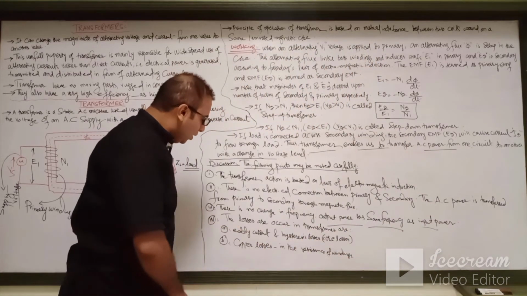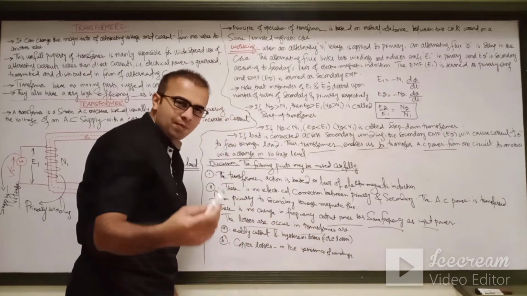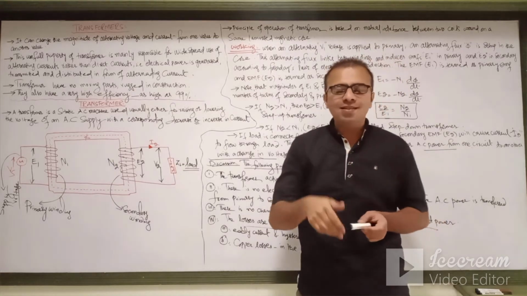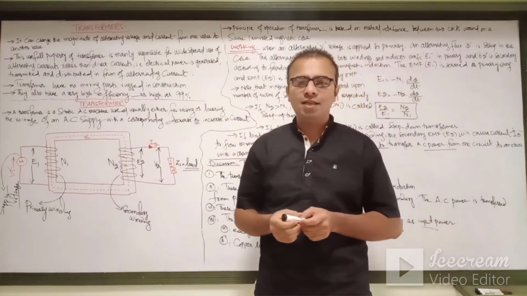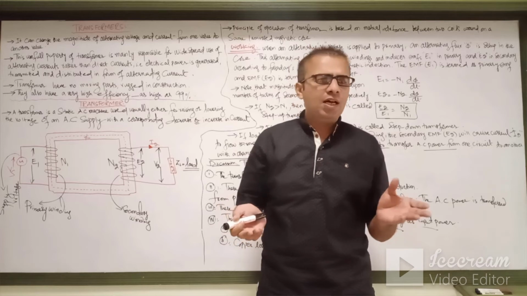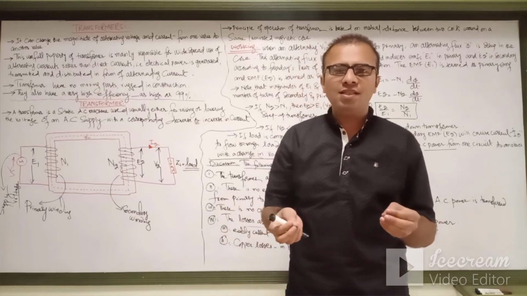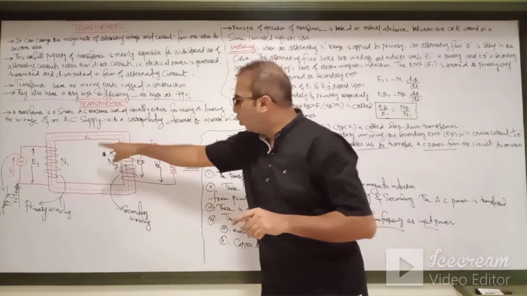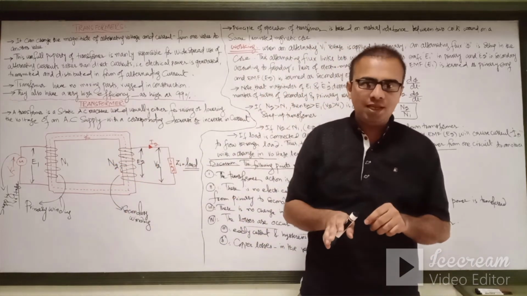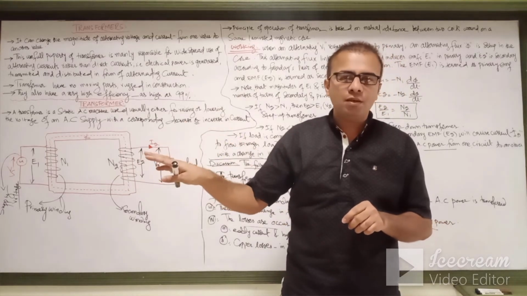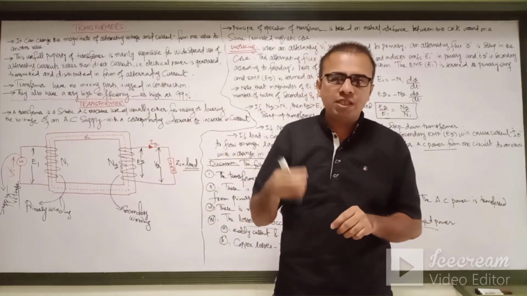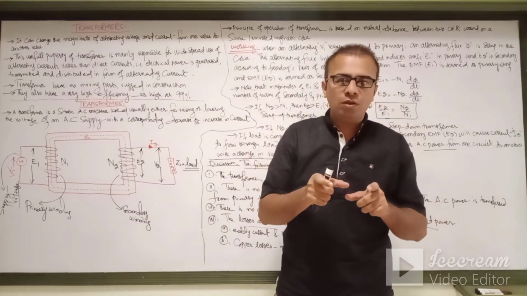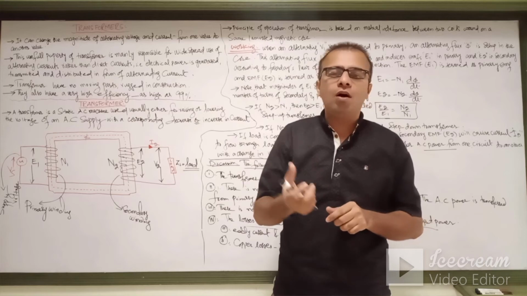The last point is the losses that occur in the transformer. There are two types of losses. Core losses are the sum of the eddy current losses plus hysteresis losses. Eddy currents mean that when the core is connected to an AC supply, the core is magnetized, and small circulating currents are produced in the core. Those are called eddy currents.